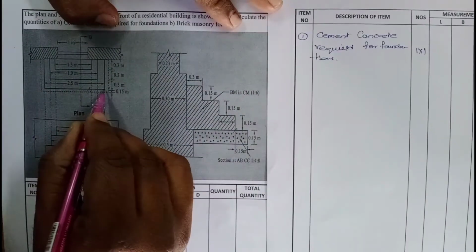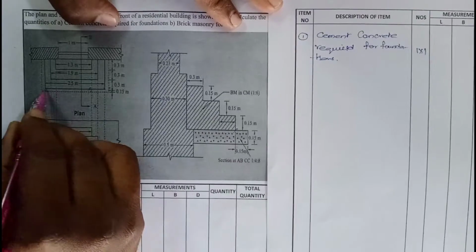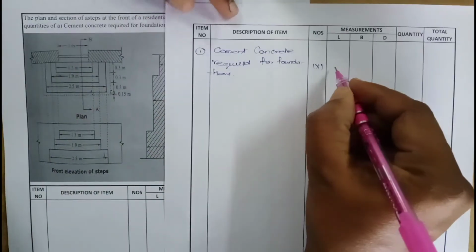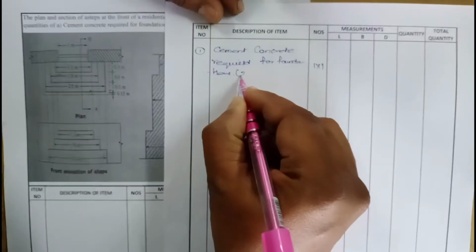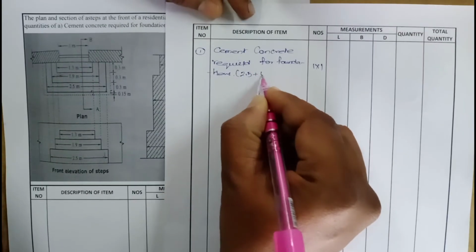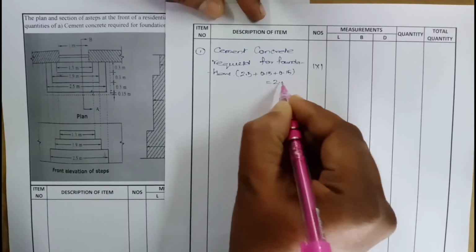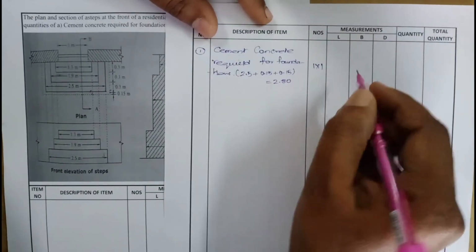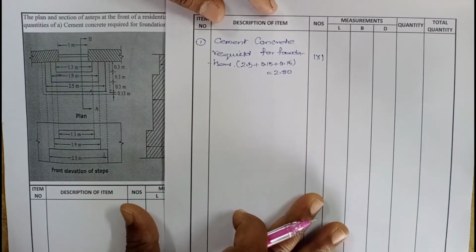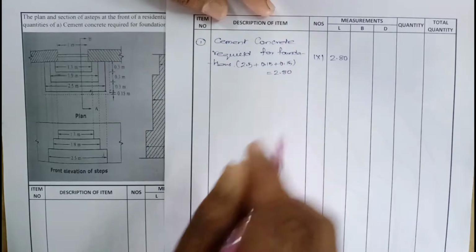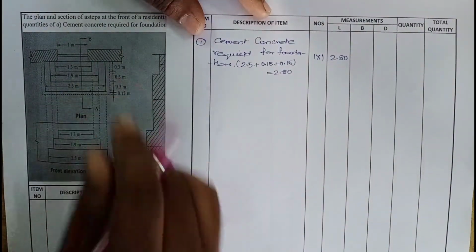Now 1 by 1. 2.5 plus 0.15 here plus 0.15 here means 0.3 to add. So 2.5 plus offsets 0.15 plus 0.15, altogether it will be 2.80. Now the length is how much? 2.80.